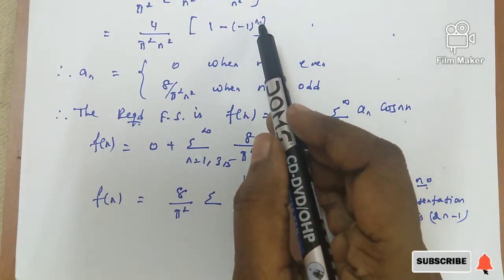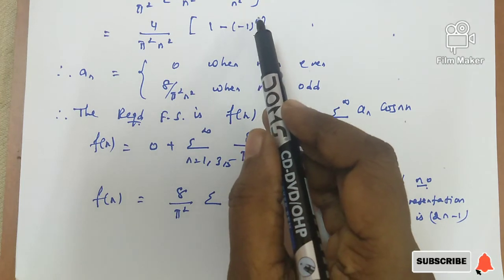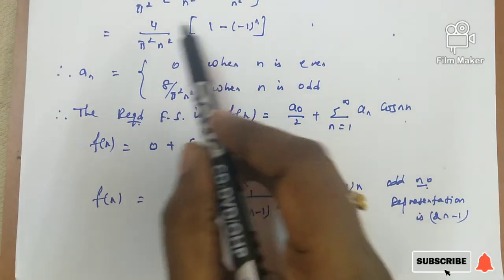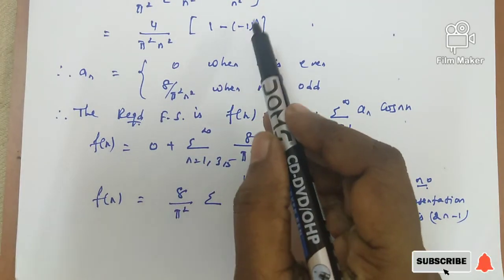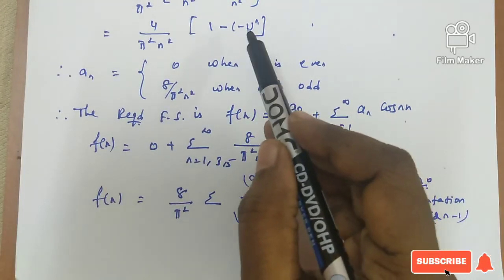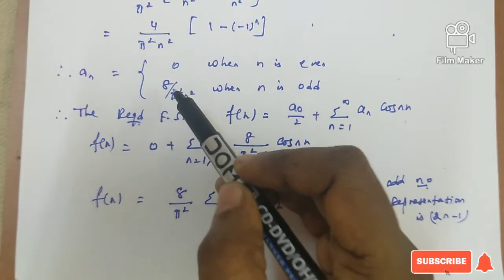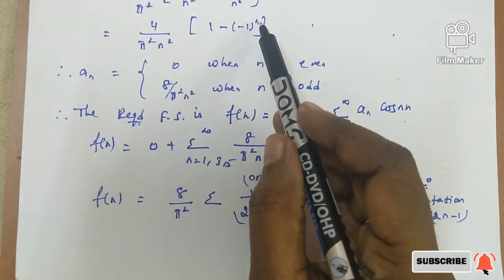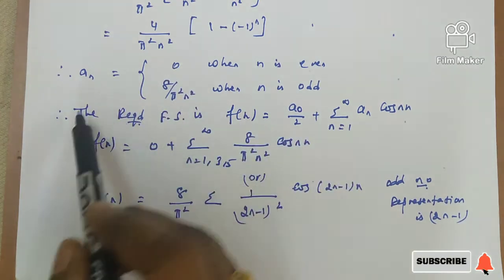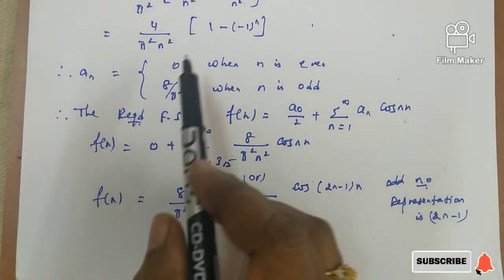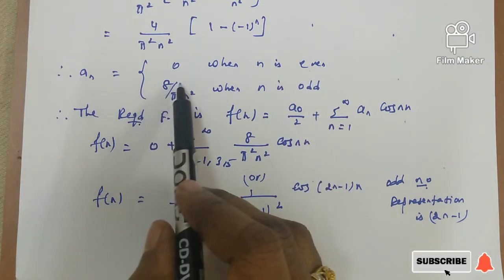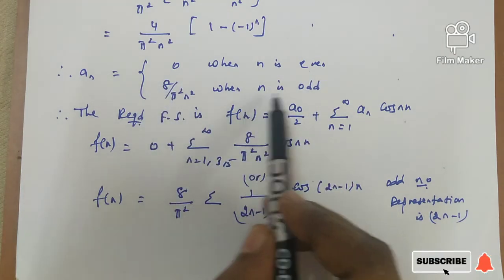Suppose n is equal to 2. What will happen? Minus 1 the whole square is plus 1. 1 minus 1 will become 0, and 0 into anything is 0. So when n is 2, this will happen. When you give the odd numbers, you get the answer 8 by pi square n square. When you give an even number for n, you get the answer 0. So the answer is split into two cases: an equal to 0 when n is even, and an equal to 8 by pi square n square when n is odd.